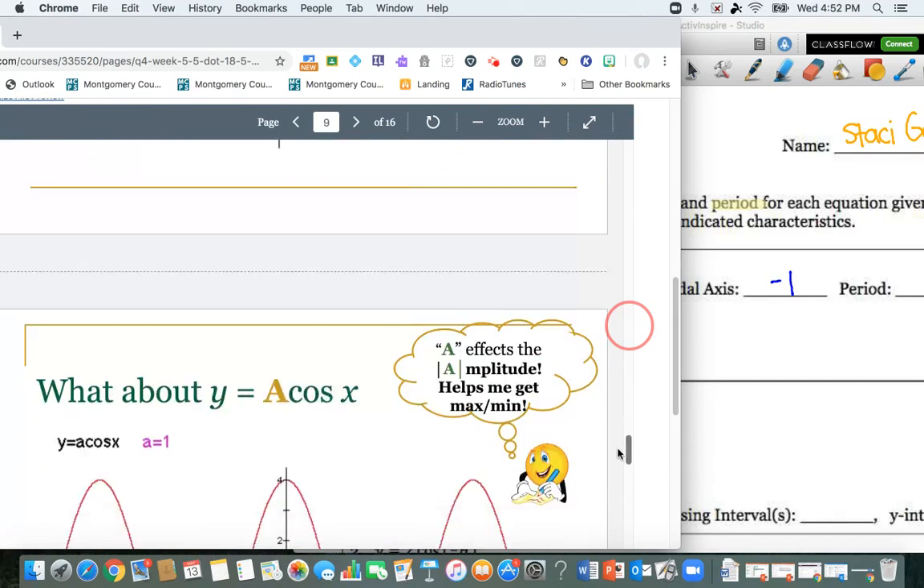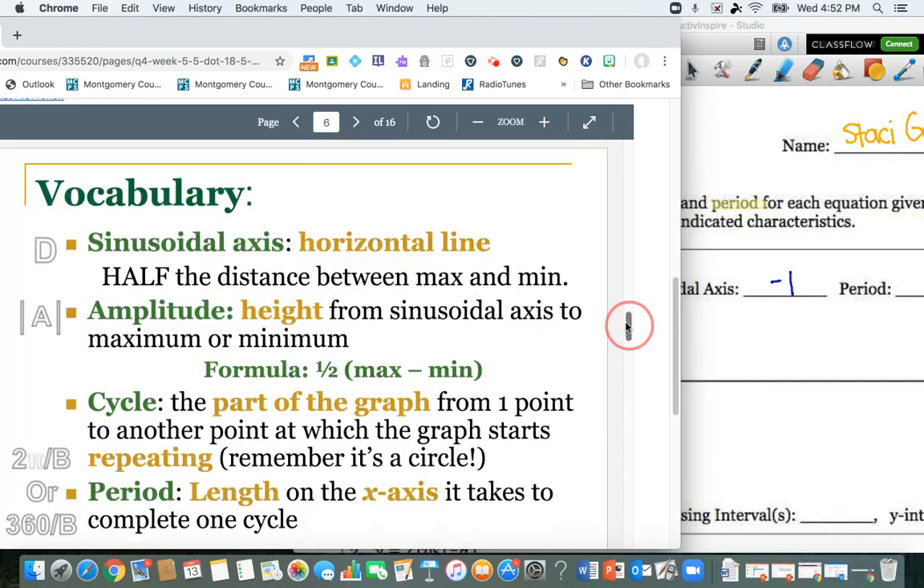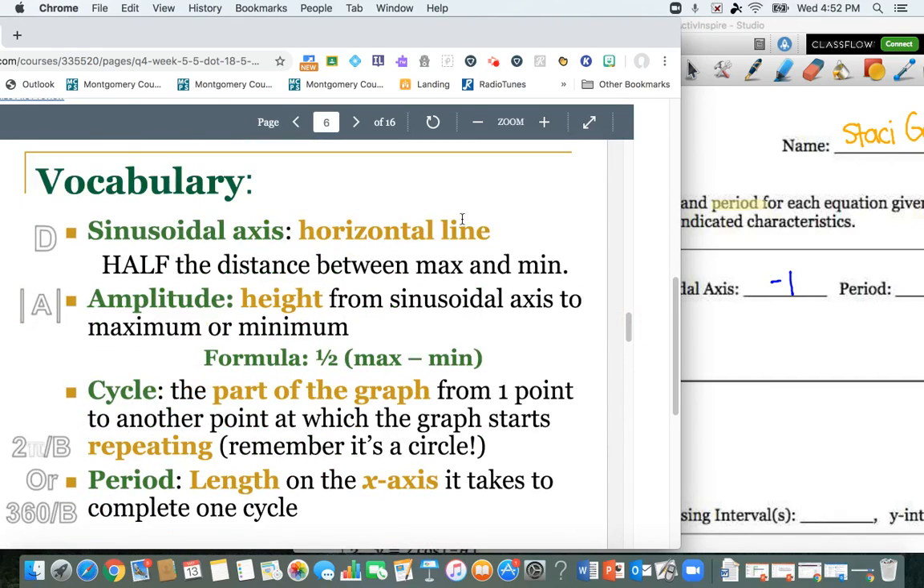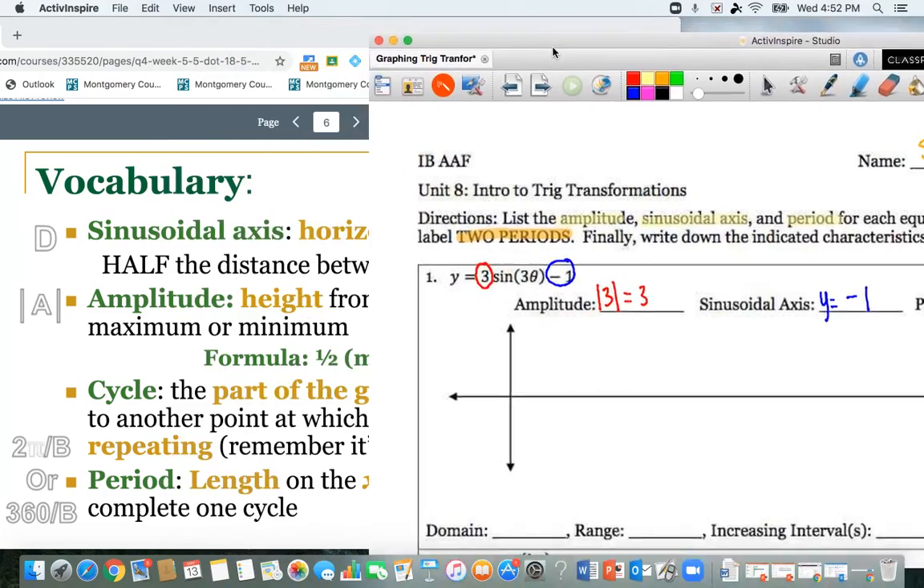Did they say anything else about that? I feel like they said something about it being a line. Oh yeah, it's a horizontal line. So I probably have to write it as an equation. It's horizontal and it's y equals -1. Yeah. They said that. It has to be y equals -1. And then the period. I think this was the one that it's not really in there.